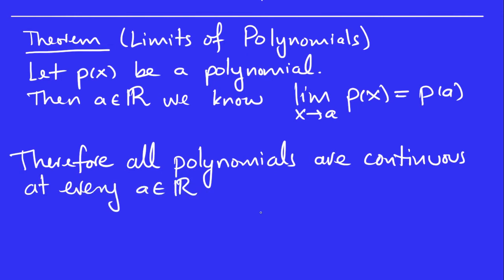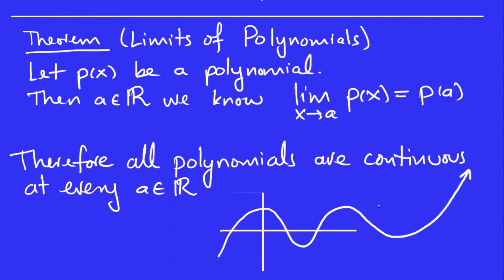This is not surprising because how do polynomials look, right? Remember polynomials, they look kind of like this. It depends on the degree of the polynomial, but that's basically how they look. And notice this function is defined for all real numbers, and there are no breaks in the graph at all. It's a very smooth function. So that means all polynomials are continuous at every number.